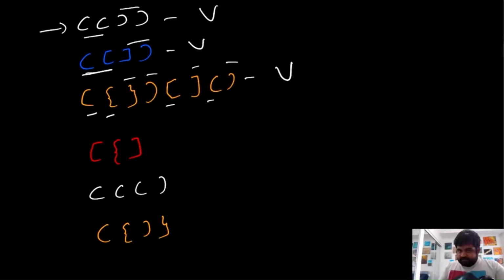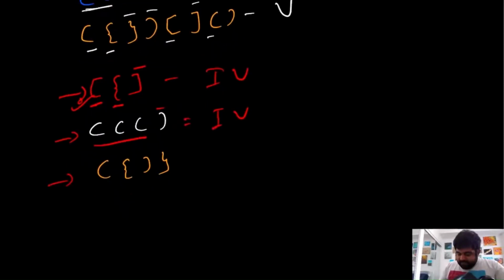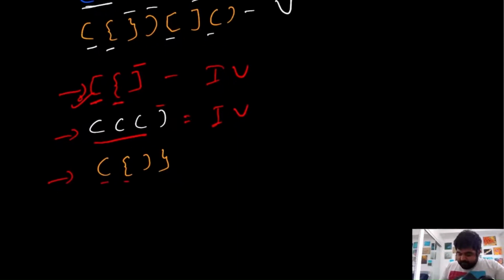Now if we come to this example, this is an opening bracket, this is also an opening bracket, but we only have a closing bracket for the original opening bracket, so we can consider this invalid. In this case we have three opening brackets and only one closing bracket, so again this is an invalid string. And in this case, if we see the number of opening and closing brackets, they are actually the same. We have one opening bracket and one closing bracket, again one opening bracket and one closing bracket, but this is still invalid.